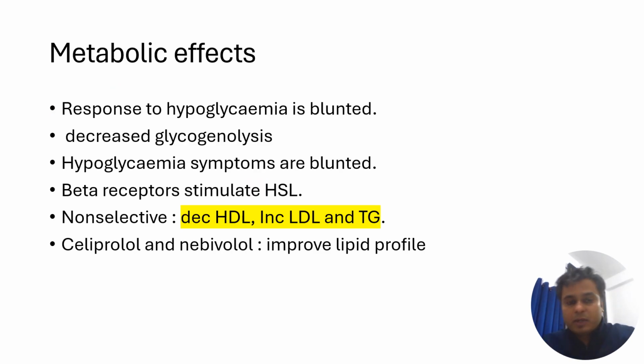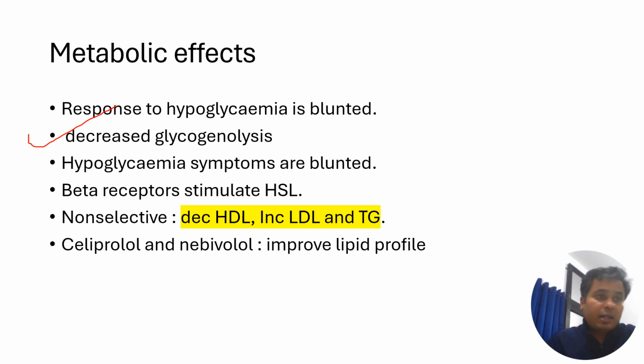Now coming to metabolic effects. The metabolic effects are mostly pertaining to the effect of beta blockers on decreasing glycogenolysis. Glycogenolysis is the breakdown of glycogen stores that happens as the response to hypoglycemia. Whenever a patient presents with hypoglycemic symptoms, the body tries to correct the hypoglycemia, and for this correction, glycogenolysis is essential.